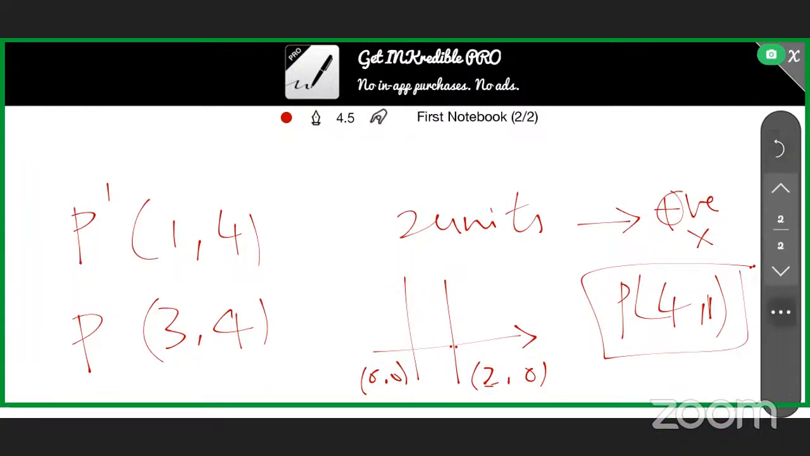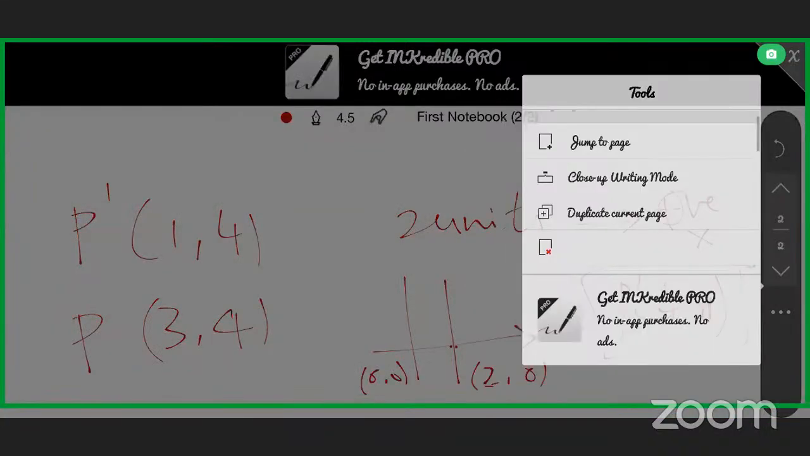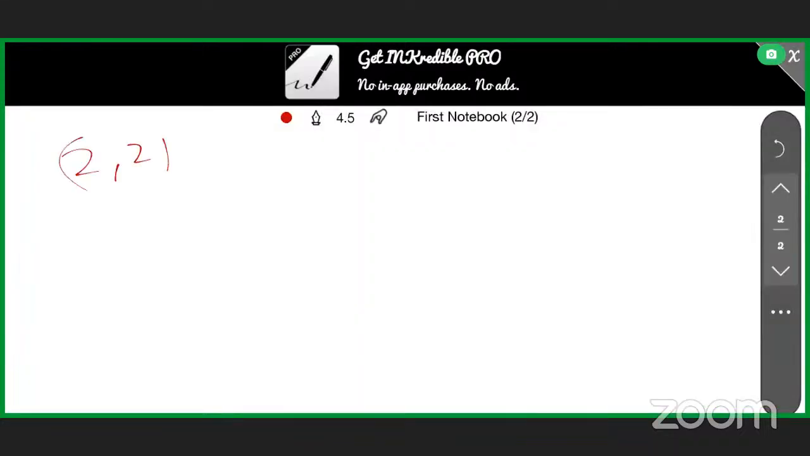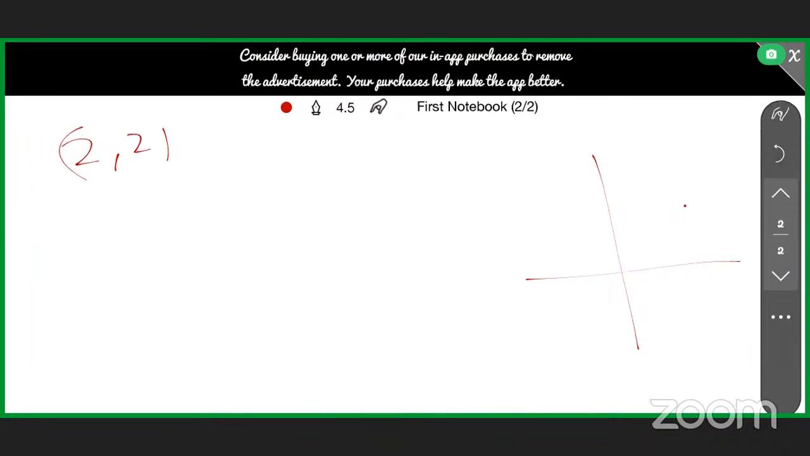Let me clear the screen. Point (2, 2) is there. First thing they're telling is this point (2, 2) is getting reflected only in the x-axis. That means the reflection of this one should come in the x-axis itself. So what will be the reflection in the x-axis? Imagine you are standing near a well and you are looking down the well. So your image is coming downwards. Yes or no? Yes, sir.